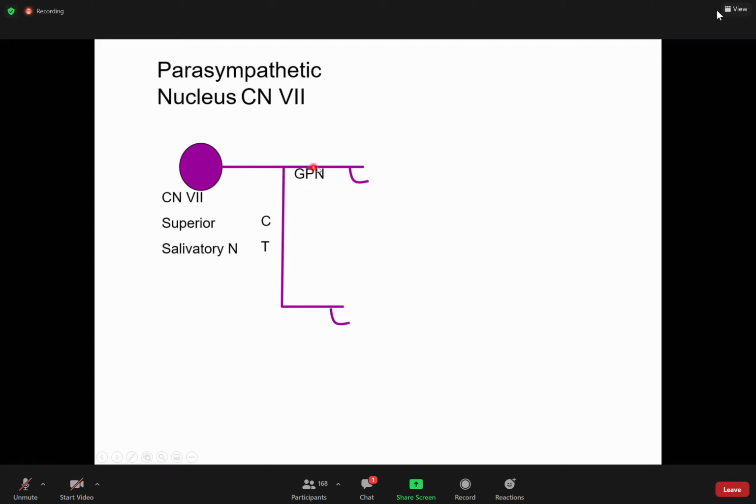These fibers are going to pass through the branches of the facial nerve to reach the ganglion. And there are two ganglions. One is the pterygopalatine ganglion, which is lying just behind the orbit, and the other one is the submandibular ganglion, which is lying in the submandibular region.